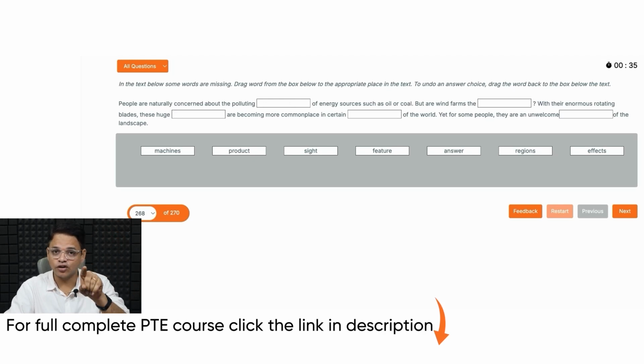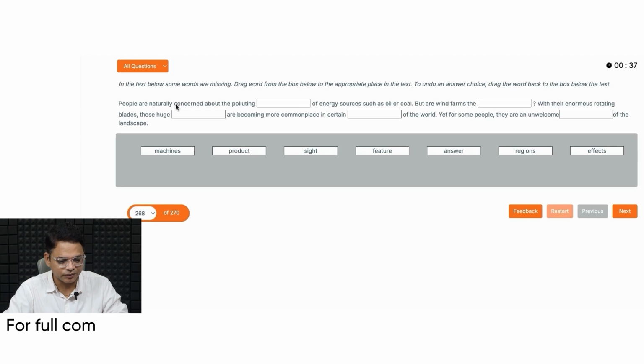Now second step, we are working on the first blank. We will give it only 40 seconds. People are naturally concerned about the polluting blank of energy sources such as oil or coal.